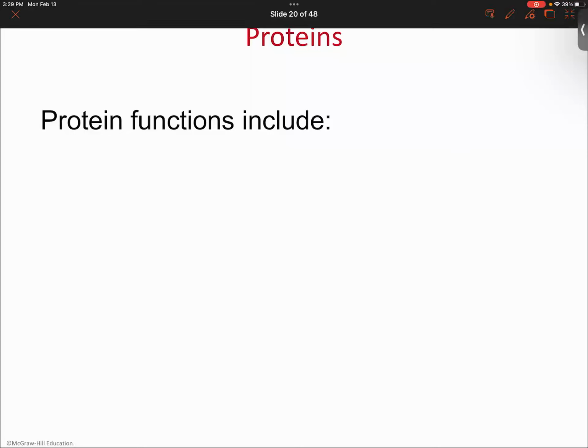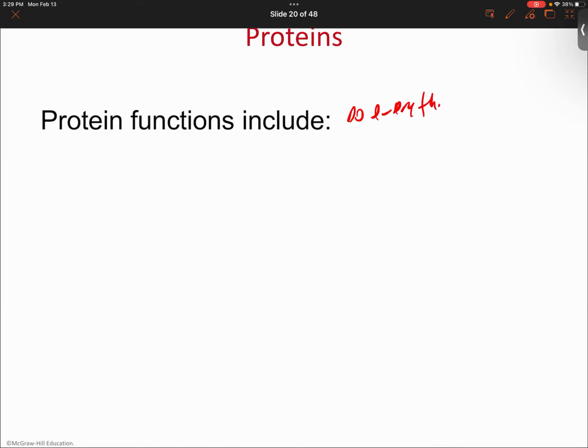Okay, so that's the end of carbohydrates. Now, what about the best one of all? Well, it's actually not the best. It is pretty good. I have to admit, the proteins are pretty good. Nucleic acids, I'd have to say, are the best. But man, the proteins are hard not to love. Why? Because proteins basically do everything.